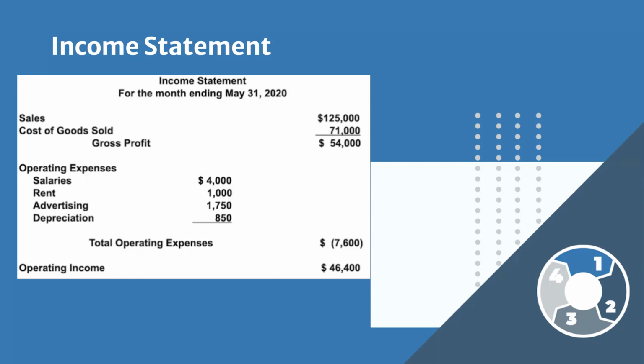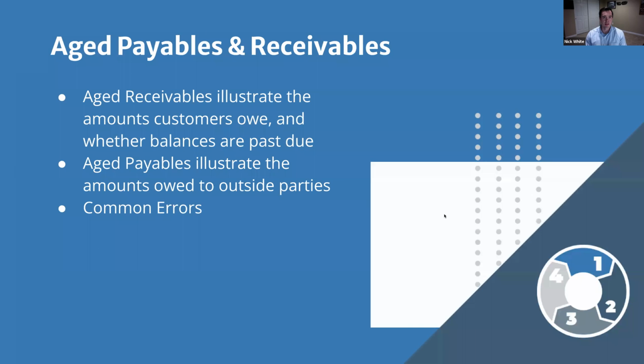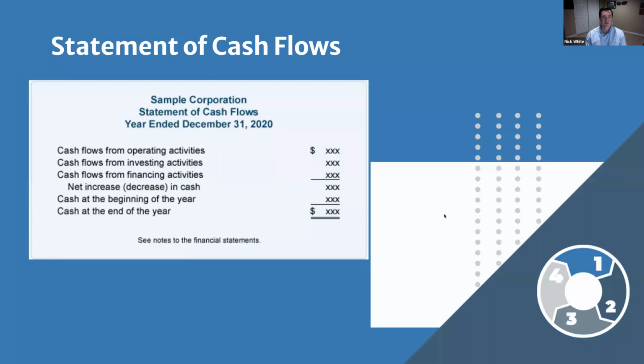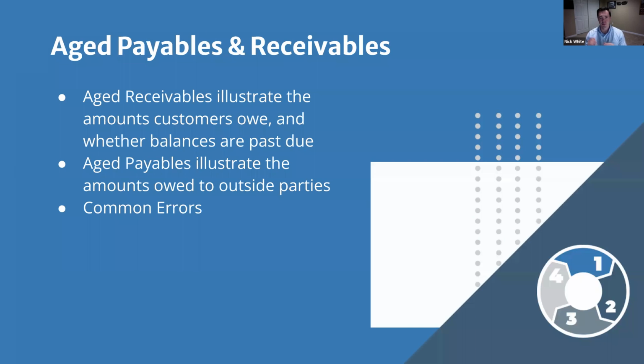That was great. Thank you. All right, so skipping ahead here. Here we go: aged payables and receivables. This is the part that one of the questions jumped a little ahead on.